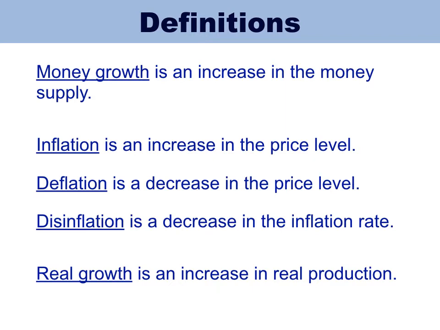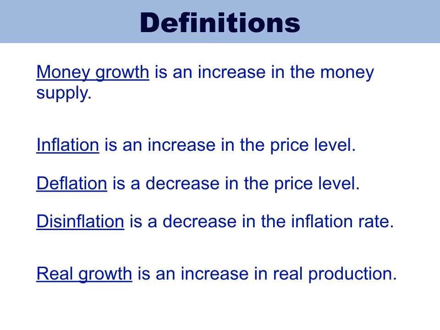So money growth is an increase in the money supply. Inflation is when the price level is increasing. Deflation is when the price level is decreasing. And disinflation is when the inflation rate is decreasing. So perhaps the inflation rate is 6% per year, and then the following year, it is 2% per year. This would be disinflation because 6% is inflation, 2% is inflation, but 2% is lower than 6%. Disinflation.